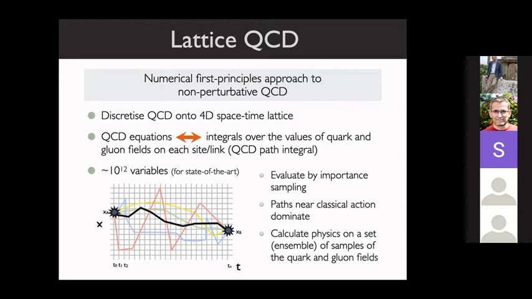The idea is very simple: even just from a quantum mechanics perspective, we know that paths near the classical action dominate and other paths are less important, in a very precise way governed by the exponential of the action. So we can sample the important paths relatively more, with exactly the right importance weight. Then we can compute physics on a set, or an ensemble, of these samples of the quark and gluon fields that let us do the path integral.